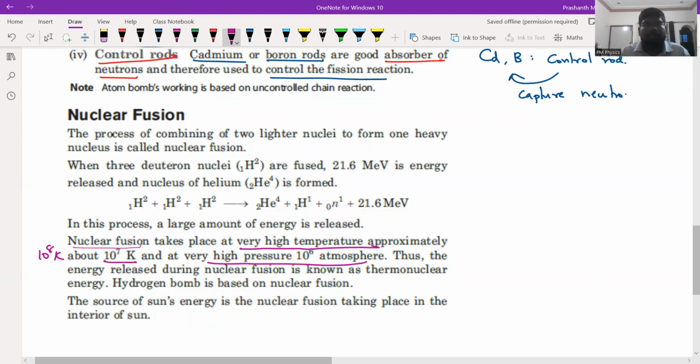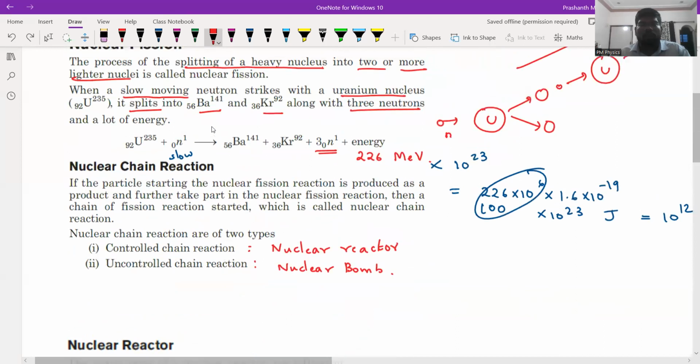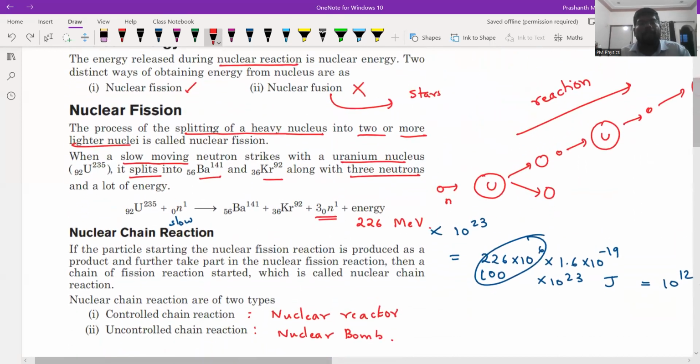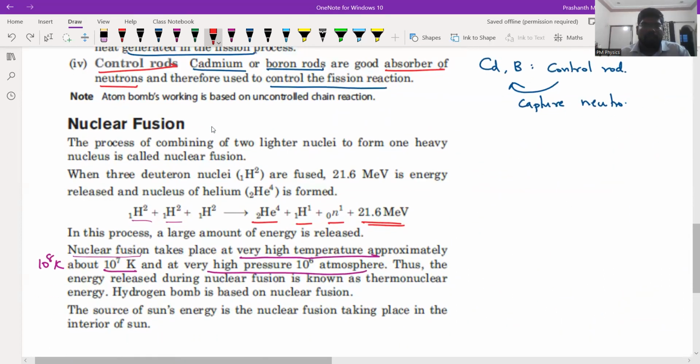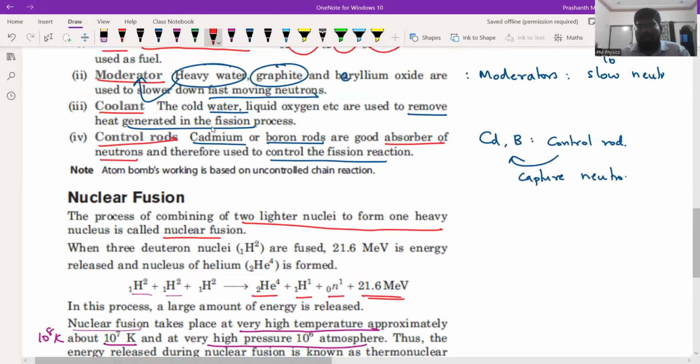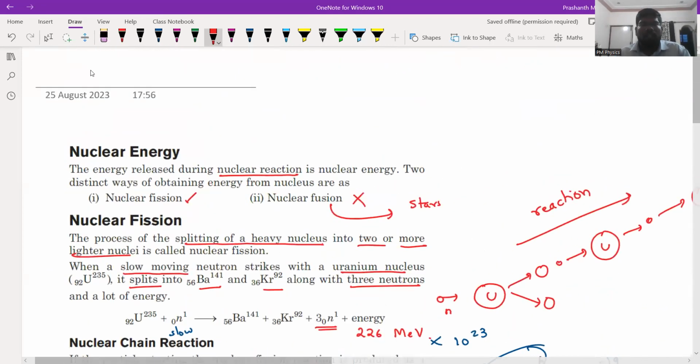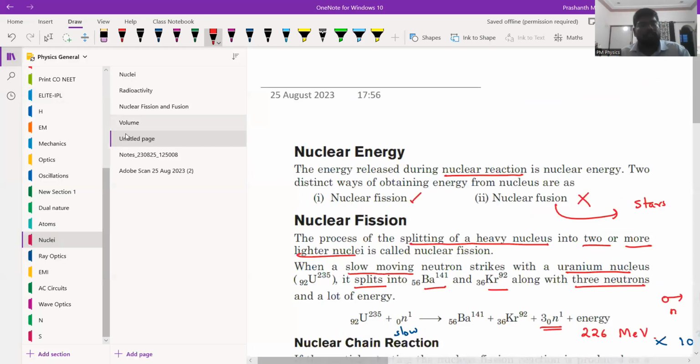This is an example of the cycle which happens in the sun. Hydrogens combine and form helium and also one hydrogen, and this is the reaction. For every one reaction, 21.6 MeV is released. Just remember these values: around 220 is released in a fission reaction, and here around 21.6 is released. Fusion is when two lighter nuclei come closer to form a heavier nucleus. This is part of the chapter on nuclei.